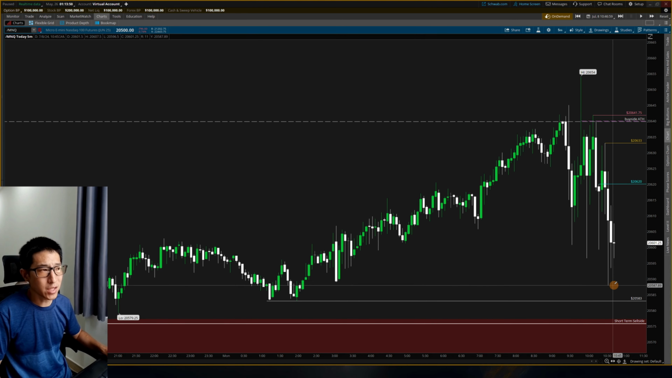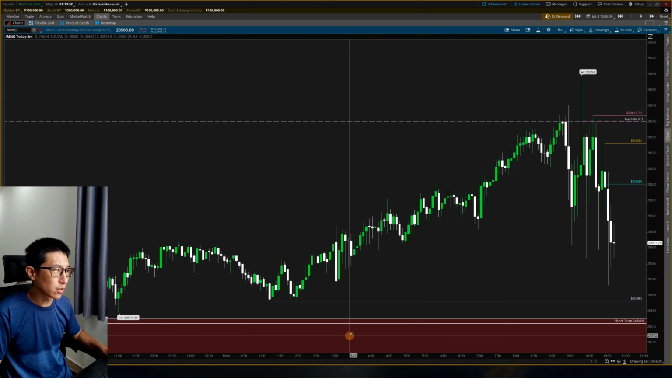So the displacement looks like it's going to go down lower. I really want to aim for the short-term sell side, but we'll see. I may just take it off below these relative equal lows. I'll decide in the next few seconds.